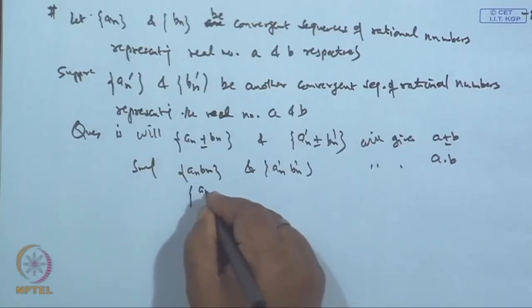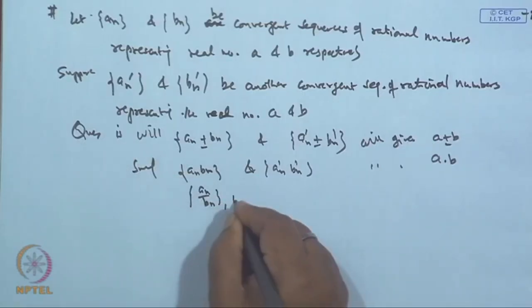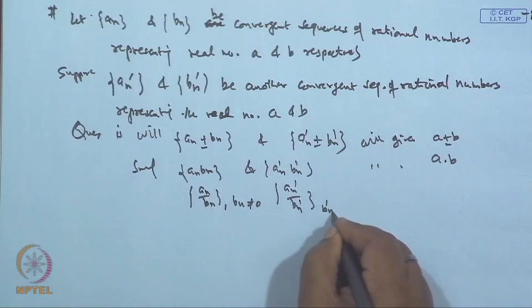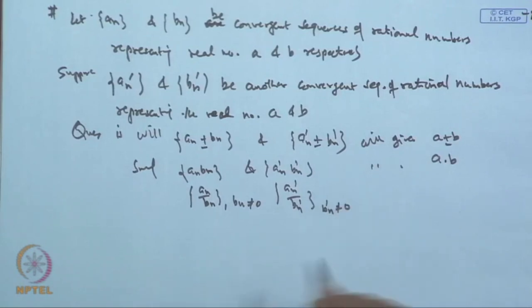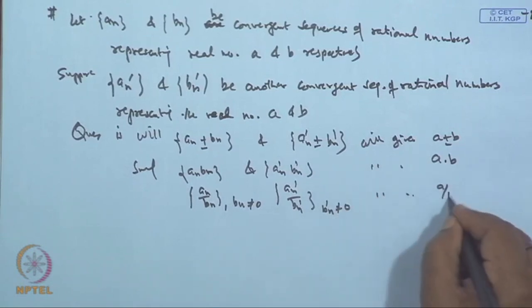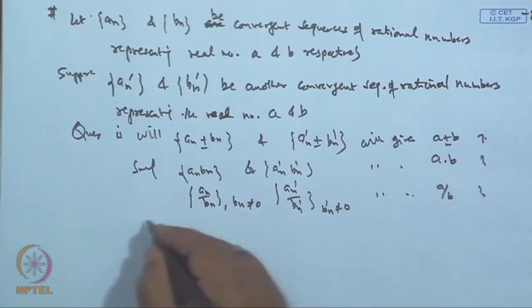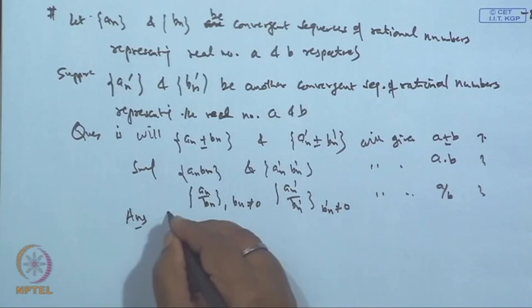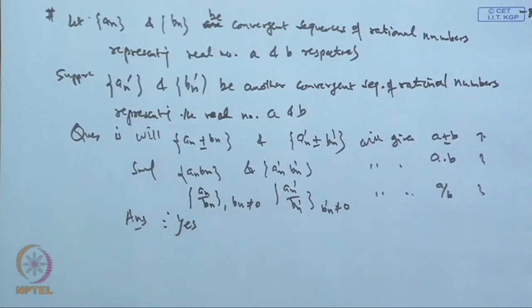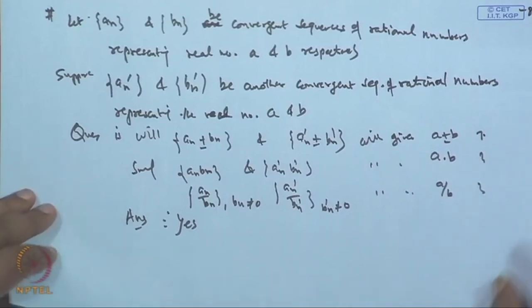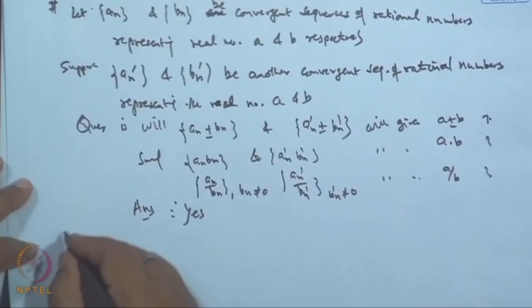Similarly, a_n by b_n, where b_n is not equal to 0 of course, and a_n' over b_n', where b_n' is not equal to 0, will give a by b. So, these are the answers to the question. The answer is yes. Okay. Let us verify one and then we will see. Okay. So, suppose I take one.